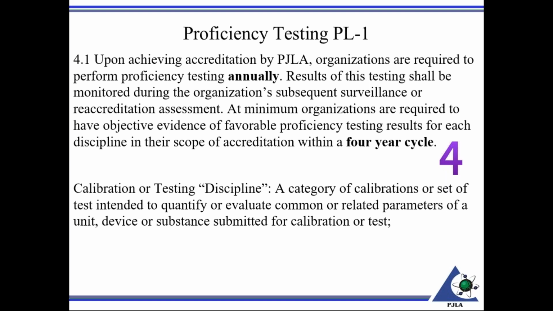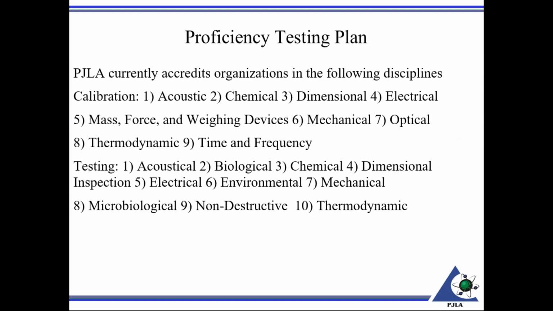A calibration or testing discipline is a category of calibrations or set of tests intended to quantify or evaluate common or related parameters of a unit, device, or substance submitted for calibration or test. At PJLA, under calibration, we have 9 disciplines. We have them listed there: acoustic, chemical, dimensional, electrical, mass force, weighing devices, mechanical, optical, thermodynamic, and time and frequency. Testing: acoustical, biological, chemical, dimensional inspection, electrical testing, environmental, mechanical, microbiological, non-destructive, and thermodynamic.